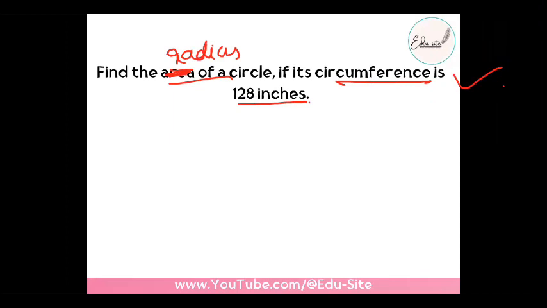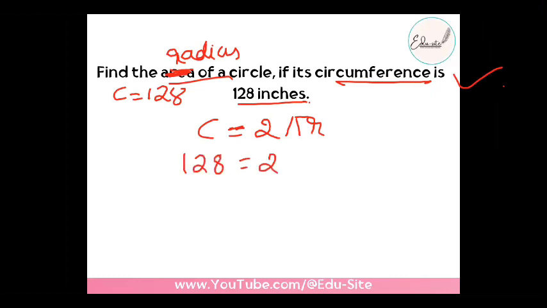Circumference is given. So what are you going to write? C is equal to 2 pi r. C is equal to 128, which is given. Yes, write it inside. Write 2 pi r first in this way. Then you divide by 2 pi on both sides. Very good. But when you have area given, what are you going to divide by? Just the pi, right? Pi r square is given. You divide by pi whenever area is given.